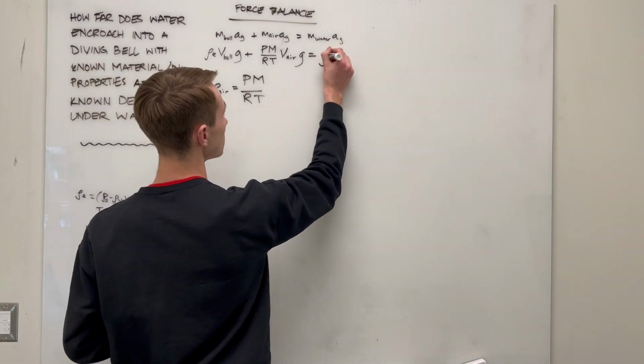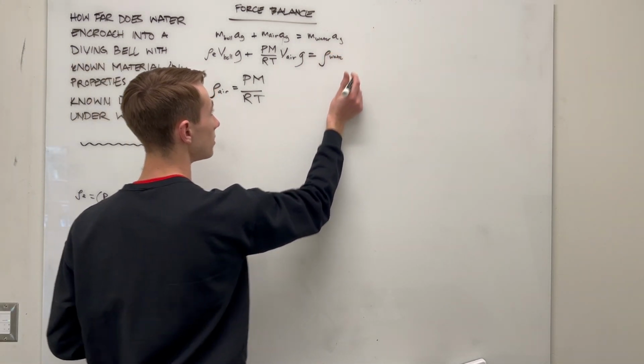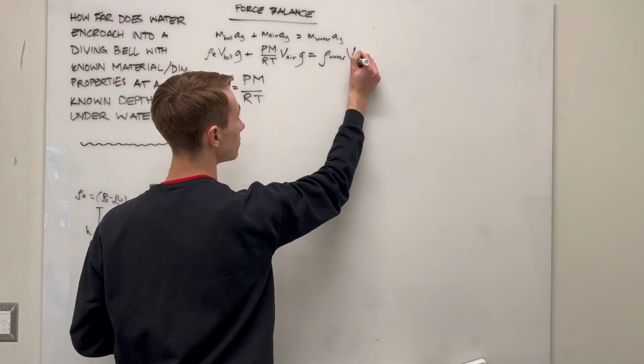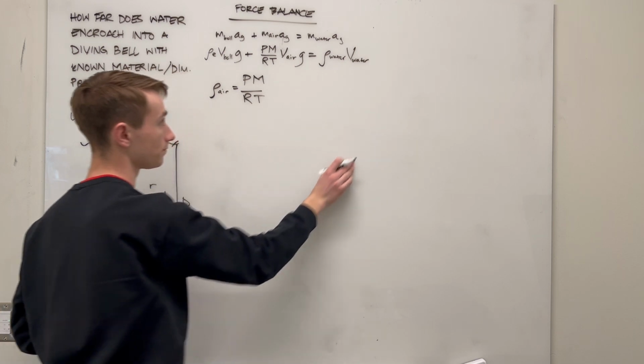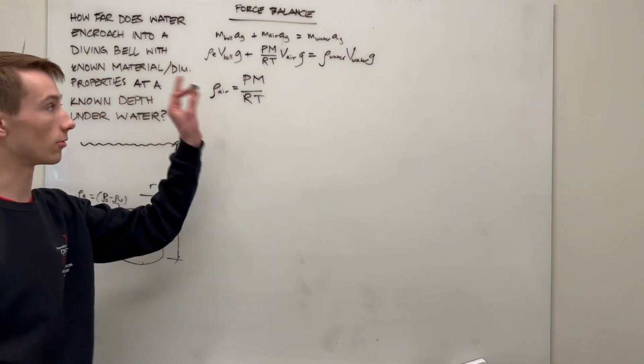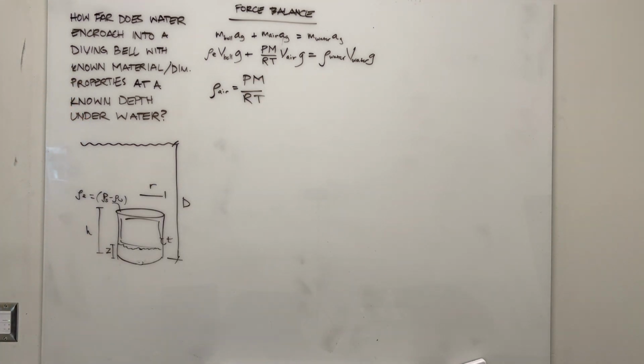It'll be the density of water times the volume of water displaced times gravity, right? So we've got kind of this like PV or rho VG expression now. Okay, we can continue to work on this.